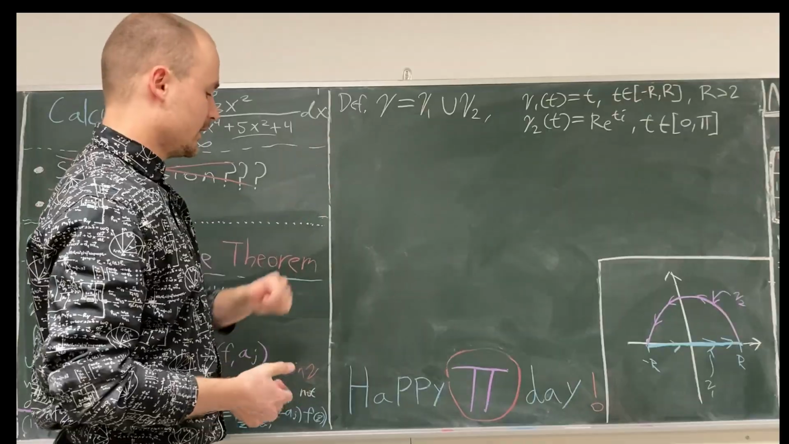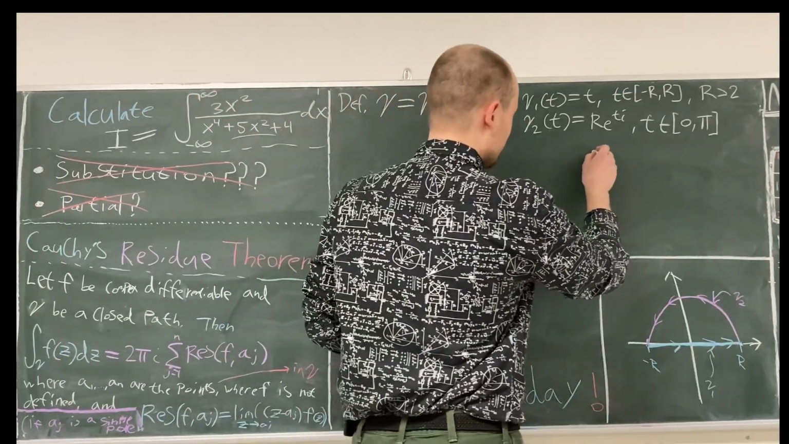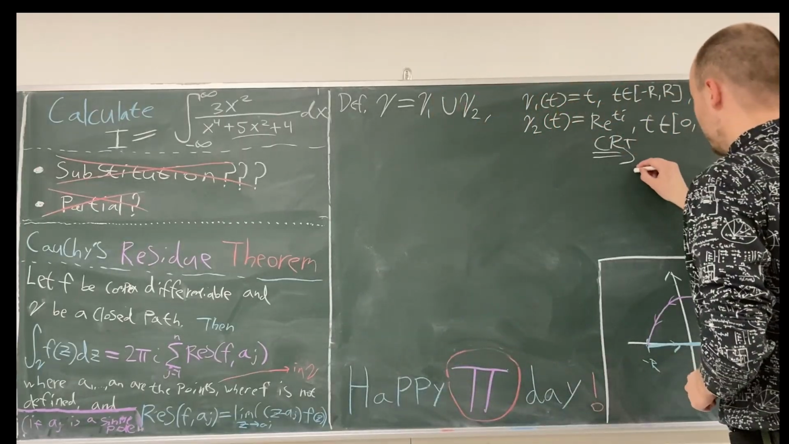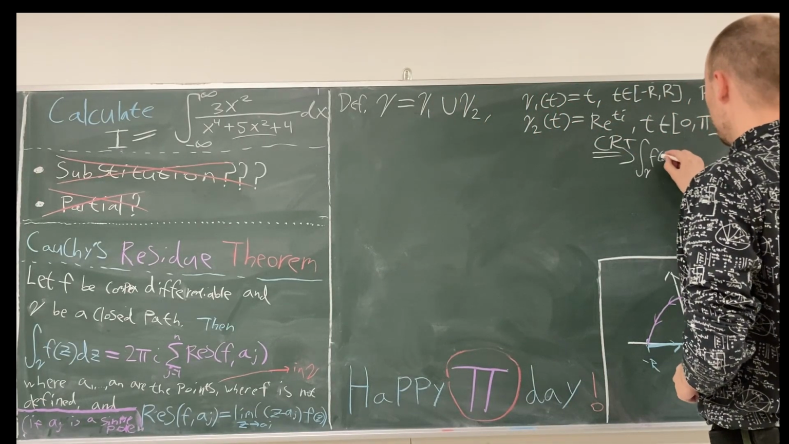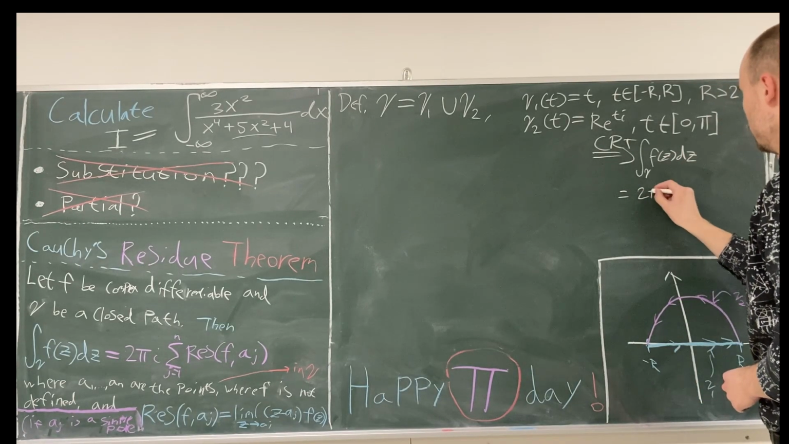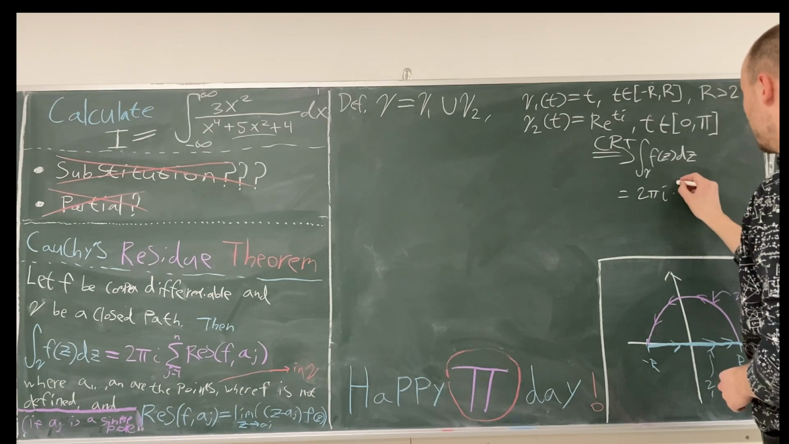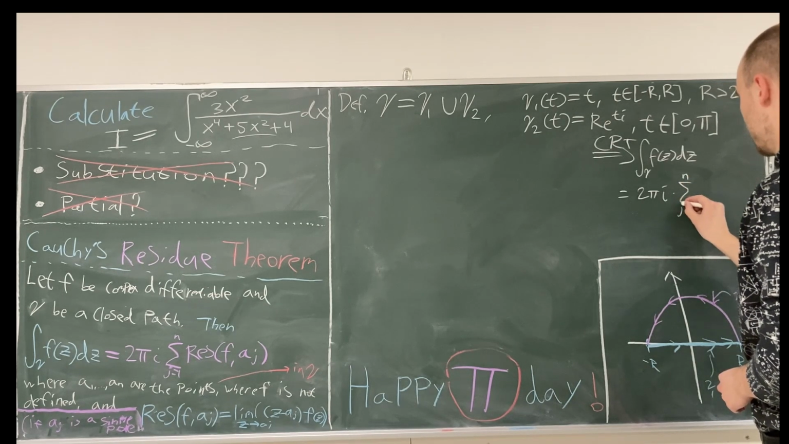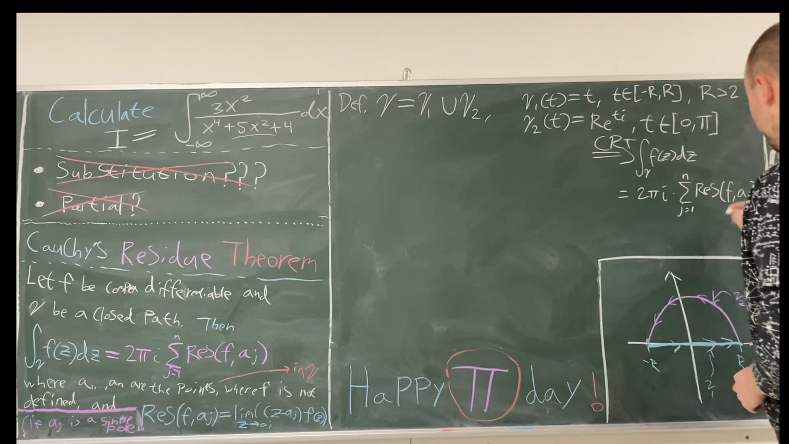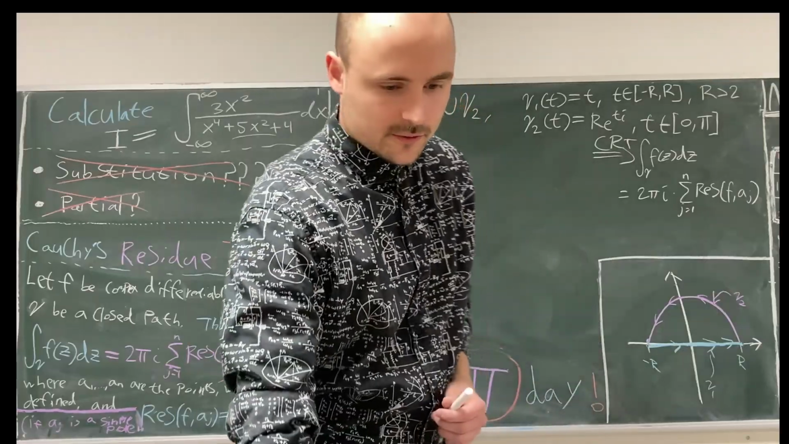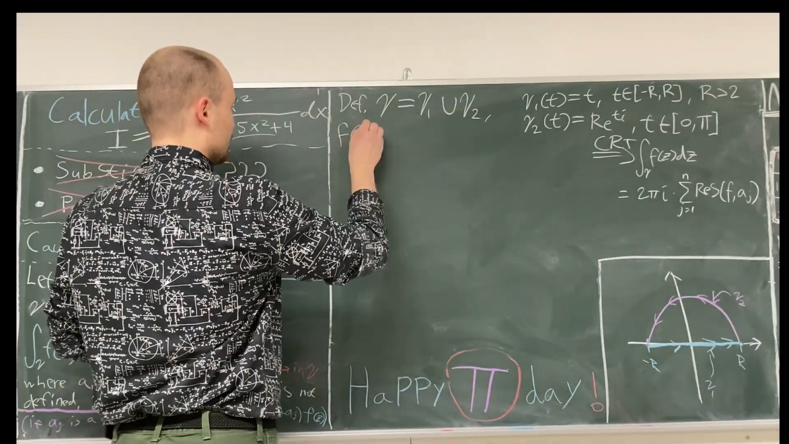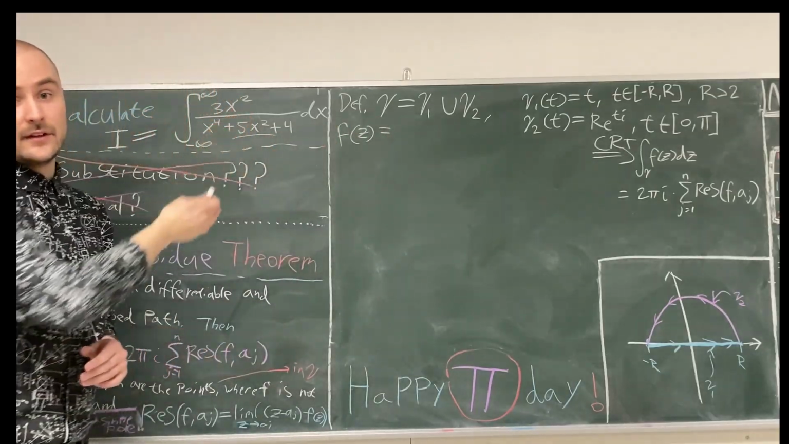So now we have a path where we can use Cauchy's residue theorem, which means that the integral of f of z dz along gamma is going to be 2 pi i times the sum from j equals 1 to n of the residue of f in a_j. Okay. So far so good. So now let's define our f as well. We'll just write it just like we have inside the integral over here.